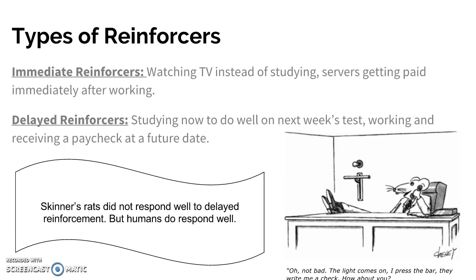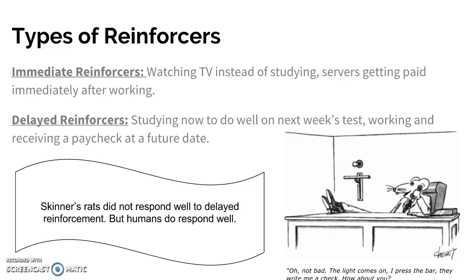Now, the time that these reinforcers come is going to be big. We're going to be talking about that in a second. So, immediate and delayed reinforcers. An immediate reinforcer would be something where you see the results right now. Watching TV instead of studying: you're satisfying that immediate need to be entertained. Servers get paid immediately after working. You work and you get your stimulus to increase the behavior. You do a good job, you get cash money in your pocket immediately.